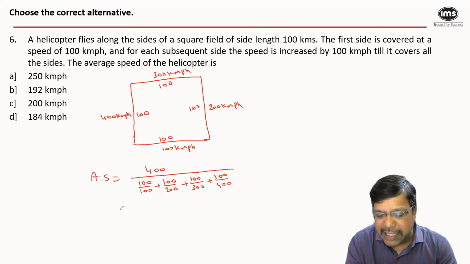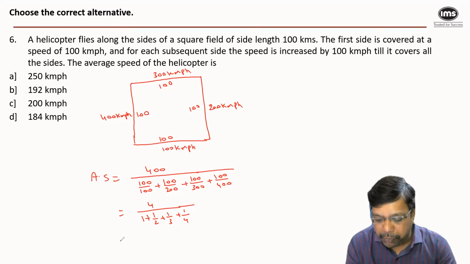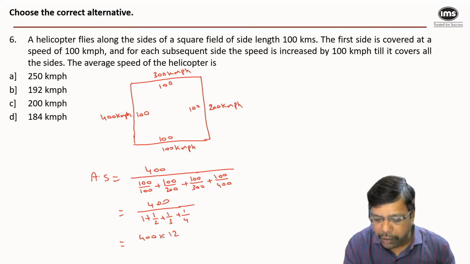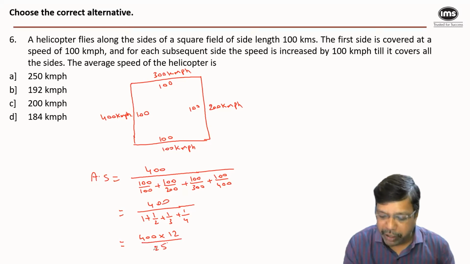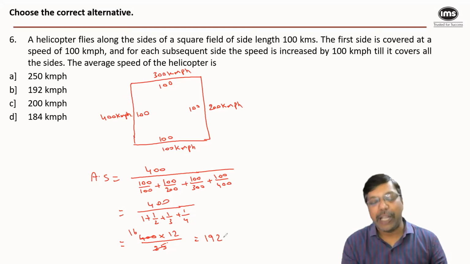Now, if hundreds are cancelled out throughout, we get 4 by (1 plus 1 by 2 plus 1 by 3 plus 1 by 4). Now we know the LCM of all the fractions in the denominator is equal to 12. So it becomes 400 into 12 by 25, 25 ones, 25 sixteens. So 16 into 12, which is equal to 192 kilometers per hour.